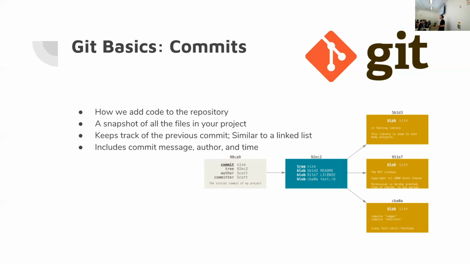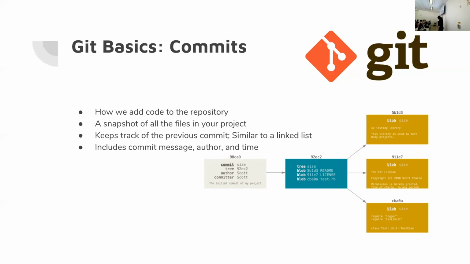And it keeps track of the previous commit. So it's kind of like a linked list, if you're familiar with those. Basically, every time you make a commit, you're adding a new node and it's pointing to the previous node. If you aren't familiar with that, that's okay, we're going to go over that. The commits also have some additional things in addition to your code. So it'll have the commit message, or what you actually did, an author and a time. Some interesting little things.